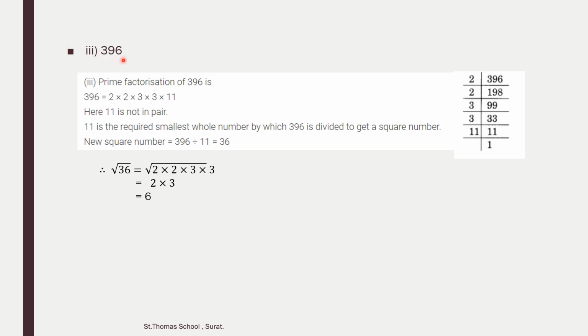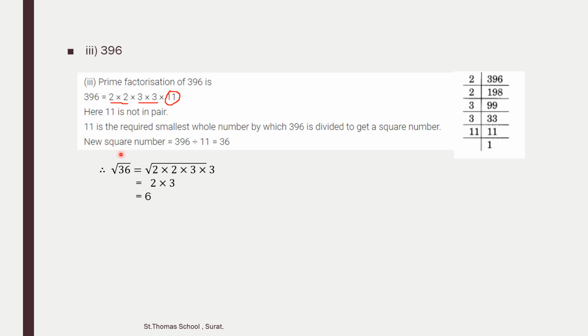Third one, 396. So first you have to find the prime factors. Divide by 2, 198. Divide by 2, that is 99. Divide by 3, 33. Divide by 3, that is 11. Again divide by 11, 1. So prime factorization of 396 is 2 multiplied by 2, 3 multiplied by 3 multiplied by 11. Again here you can see that 2 times, 3 again 2 times, but 11 is only 1 time. That means 11 has no pair. Therefore, 11 is the required smallest whole number by which 396 is divided to get a square number.